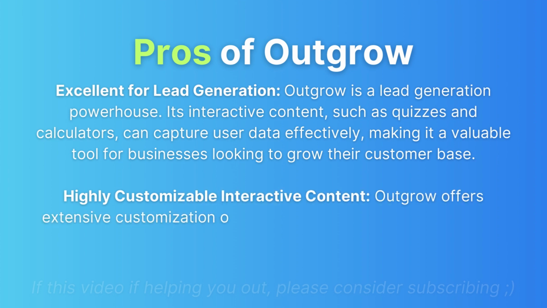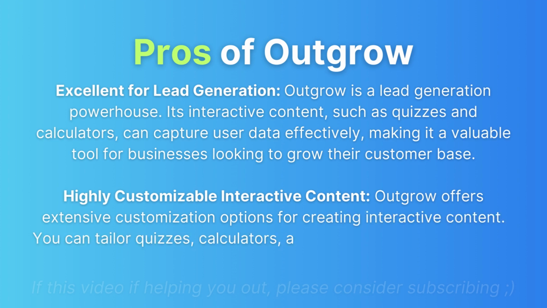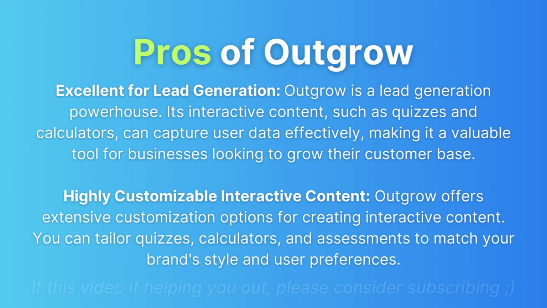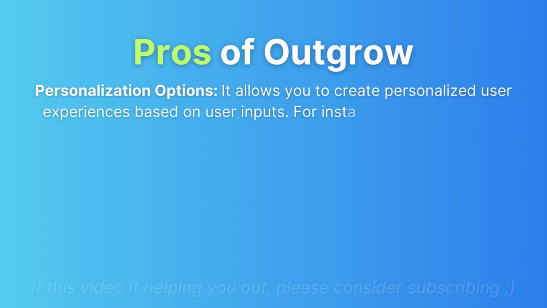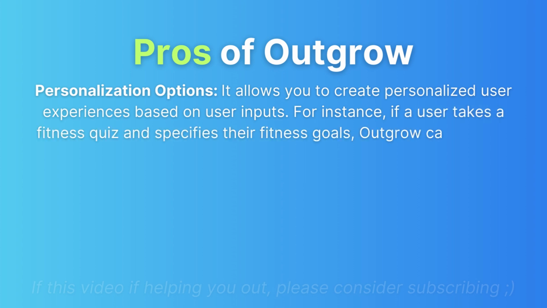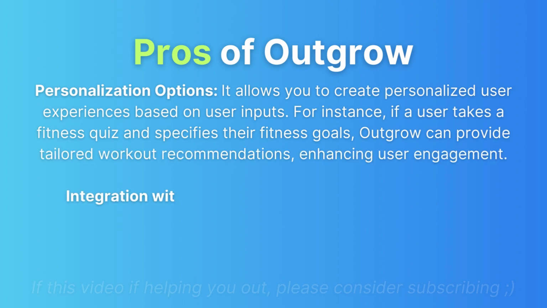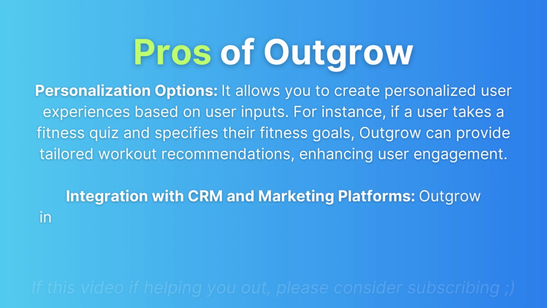Highly customizable interactive content. Outgrow offers extensive customization options for creating interactive content. You can tailor quizzes, calculators, and assessments to match your brand's style and user preferences. Personalization options. It allows you to create personalized user experiences based on user inputs. For instance, if a user takes a fitness quiz and specifies their fitness goals, Outgrow can provide tailored workout recommendations, enhancing user engagement.